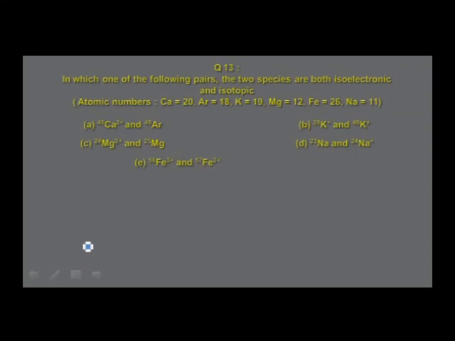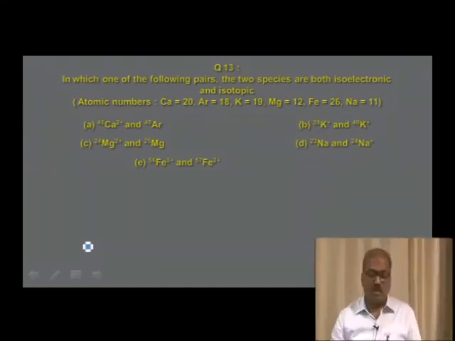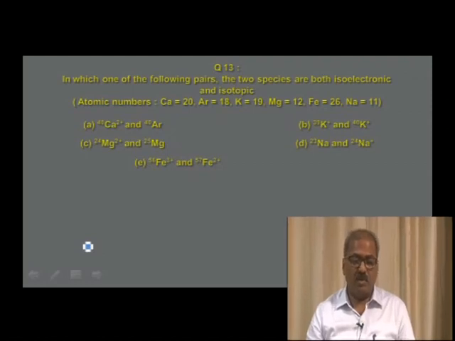In which of the following pairs are the two species both isoelectronic and isotopic? Atomic numbers of the species are given. Option A, pair of species. Option B, pair of species. Option C, magnesium pair of species. Option D, sodium. And option E is about iron in different oxidation states. You may notice option A is giving you the same mass number for the species. Elements having the same mass number but different atomic number we call isobars, but the question is about isotopic and isoelectronic, so it does not match.